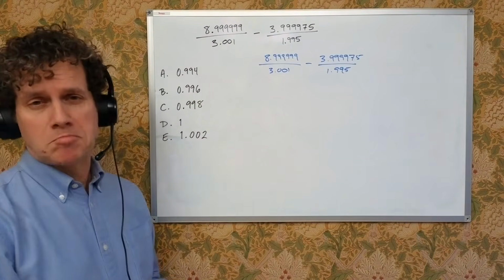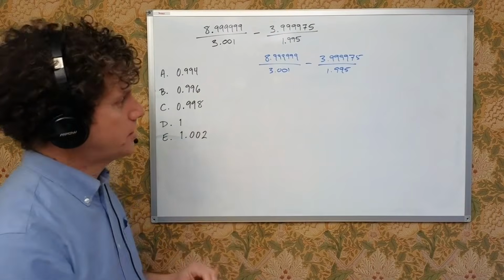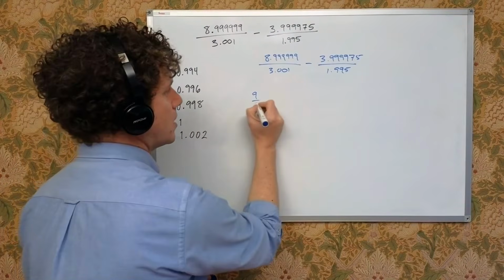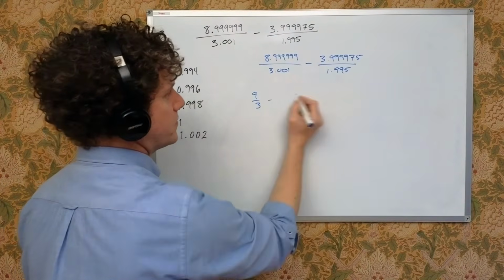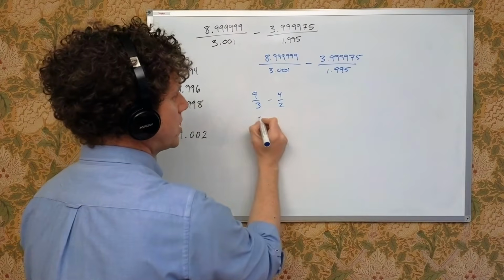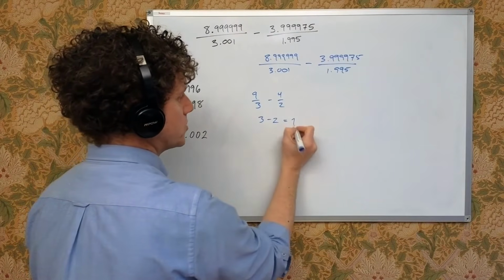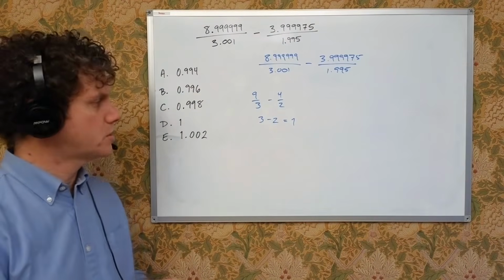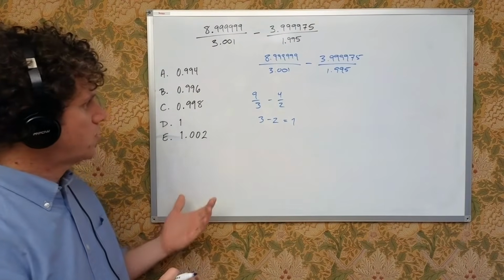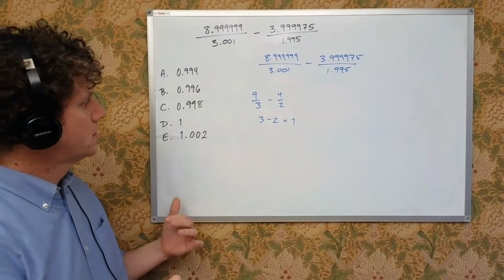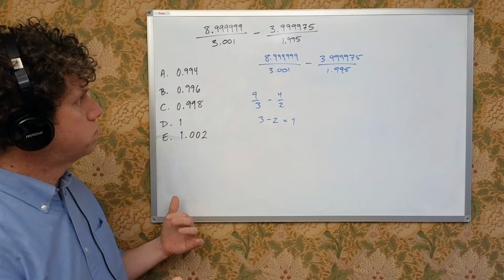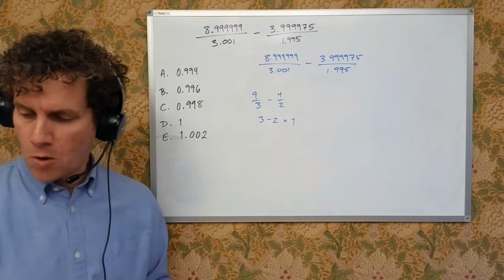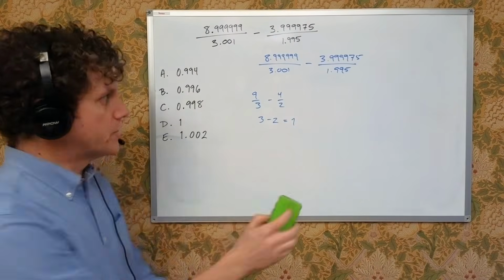Let's just estimate, right? Let's just do a little estimation. Call that 9 over 3. And call that 4 over 2. So that's 3 minus 2 equals approximately 1. Well, they're all really, really close to 1. Probably not exactly 1. Ooh, we're going to have to deal with this. Okay? Let's deal with this.